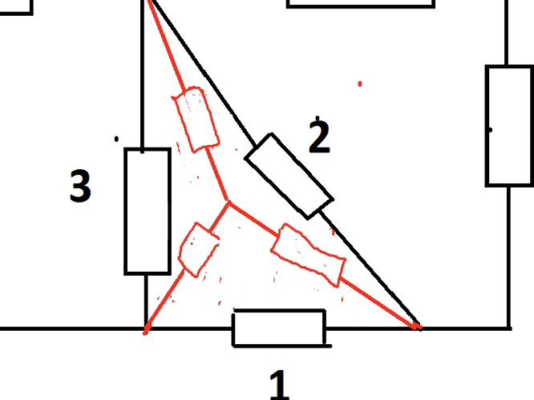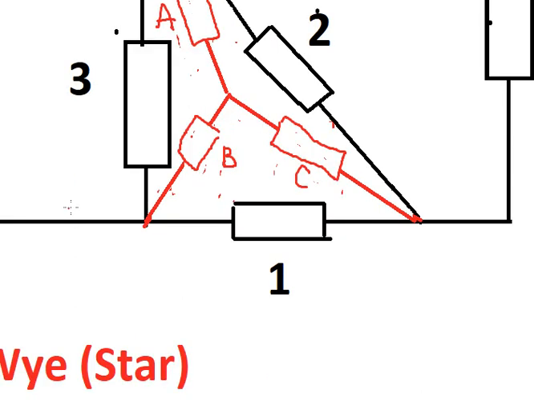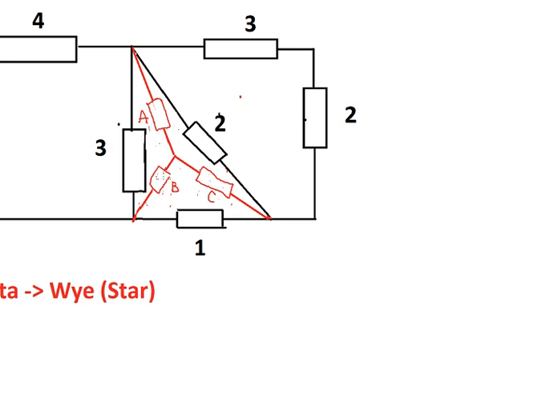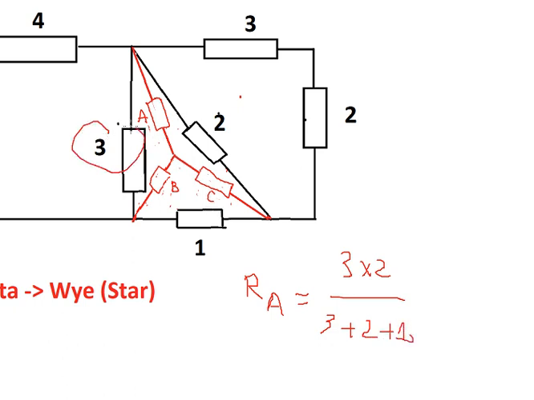So I will put this one as RA, RB, and RC. So we need to find the resistances RA, RB, RC. For RA, we can see that resistance A is between number 3 and number 2. So we have 3 multiplied by 2 over 3 plus 2 plus 1. That is about this one, and this one.